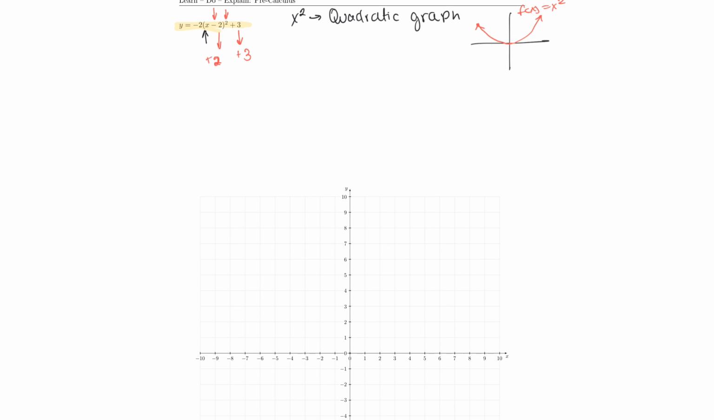So let's mark our new point, where our vertex is going to be. Vertex is this point. So before it was at 0, 0, now it's going to be at positive 2 and positive 3. So right here. So our parabola is going to start right here.